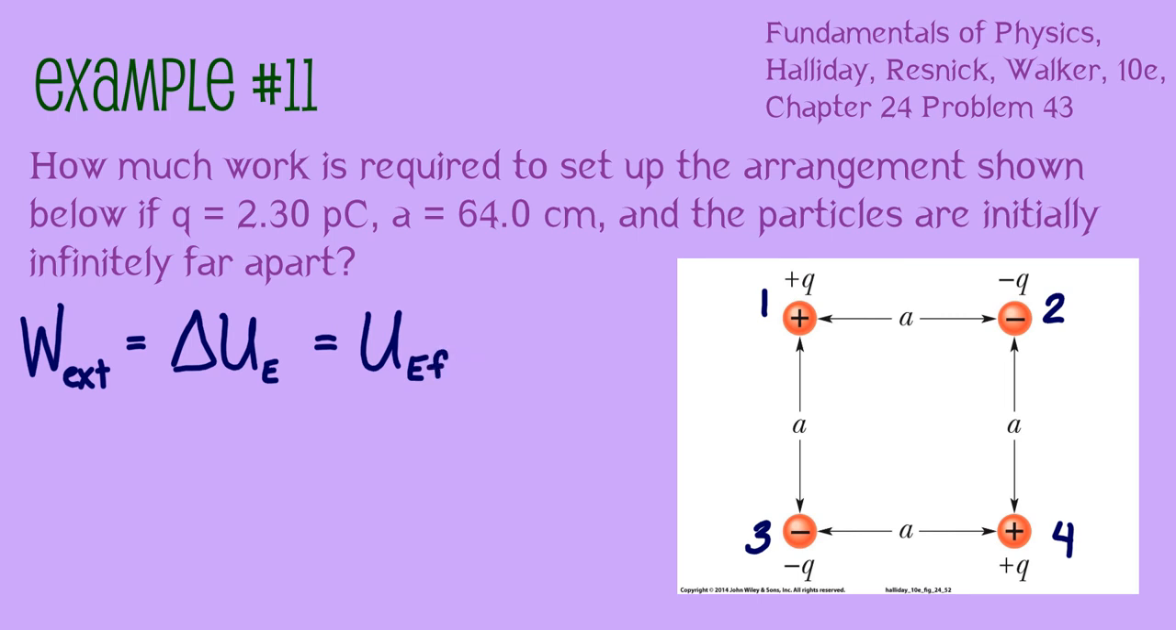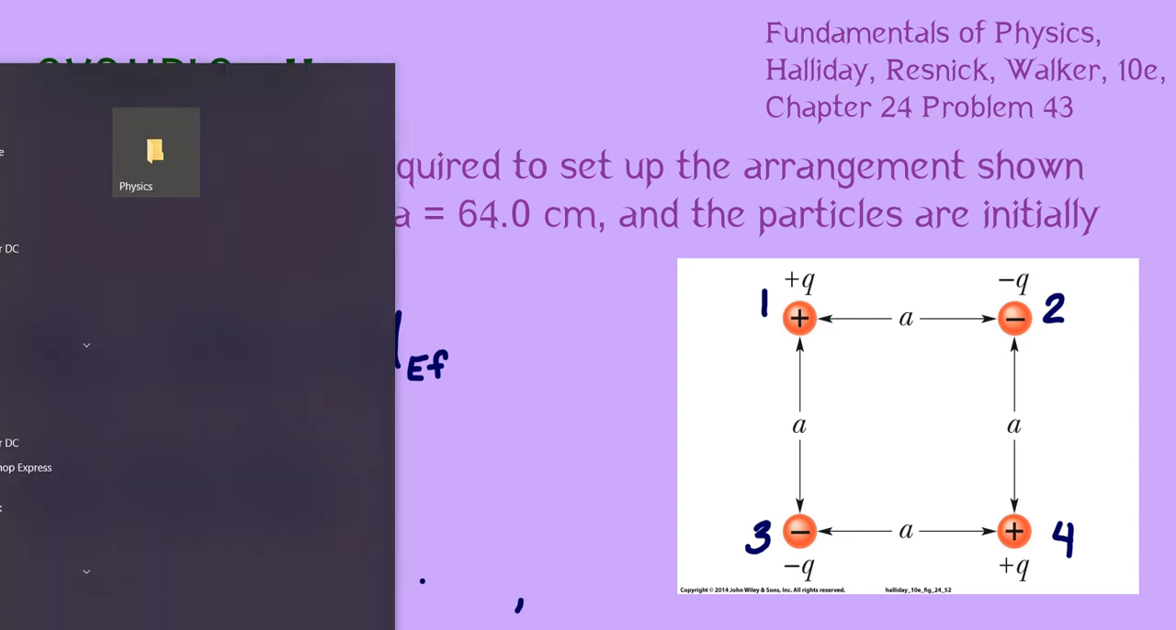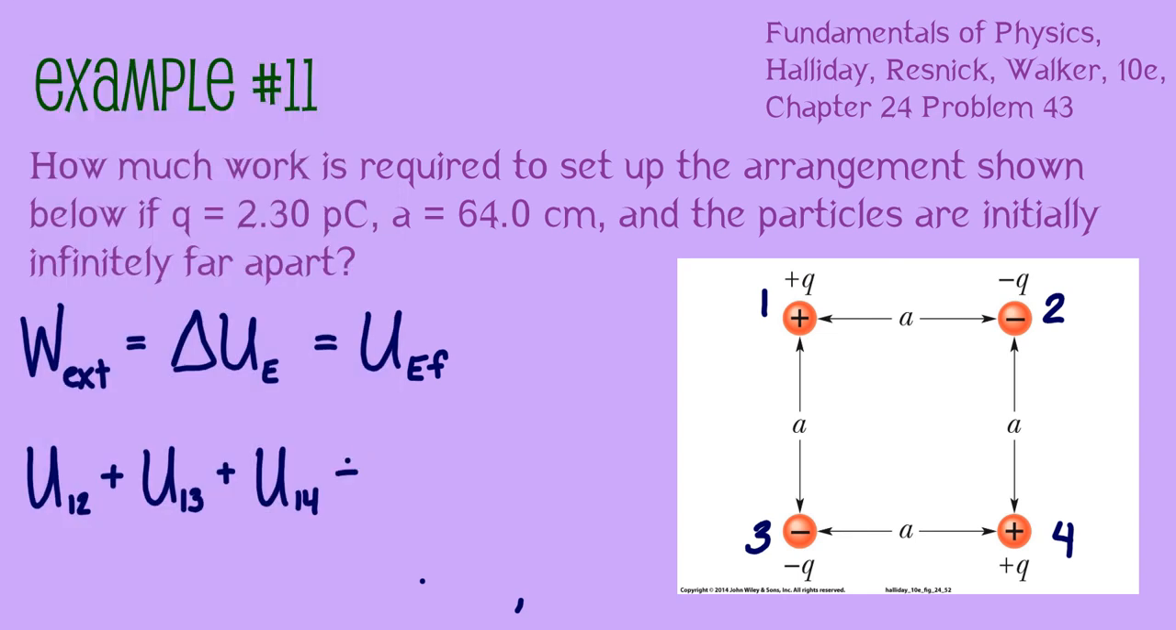To get this value, I have to add up several different values for potential energy. Specifically, the potential energy that particle 1 and particle 2 have, plus the potential energy between particle 1 and particle 3, plus the potential energy between particle 1 and particle 4, plus the potential energy between 2 and 3, plus the potential energy between 2 and 4, plus the potential energy between 3 and 4. I have 6 possible unique pairs here.